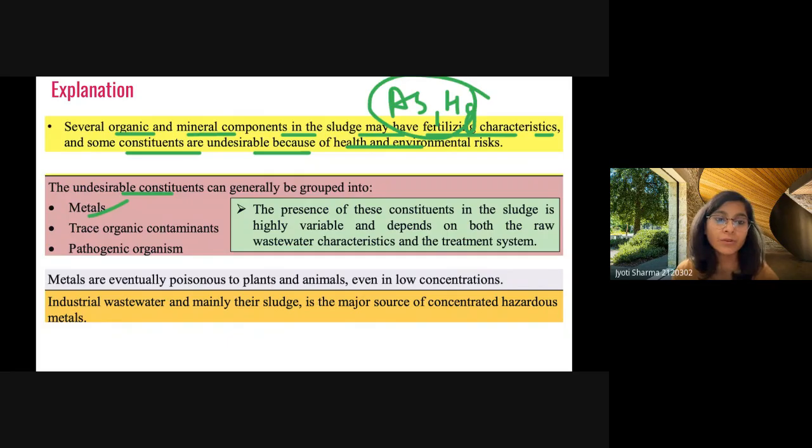If we have trace organic contaminants in it, that is also undesirable. And if we do have pathogenic organisms, and metals are eventually poisonous to plants and animals, even to human beings, even in low concentration. And industrial wastewater mostly has these hazardous metals.